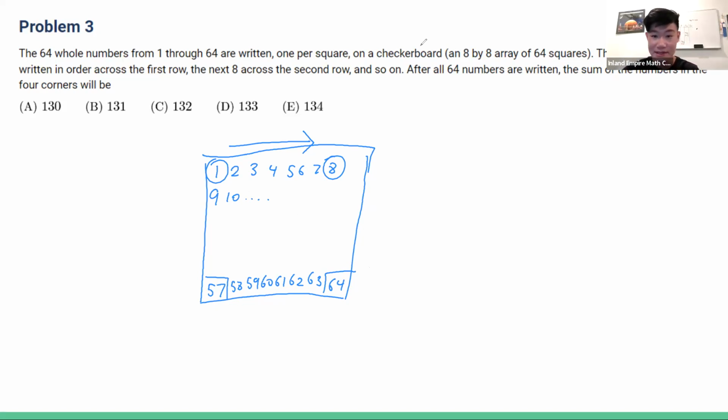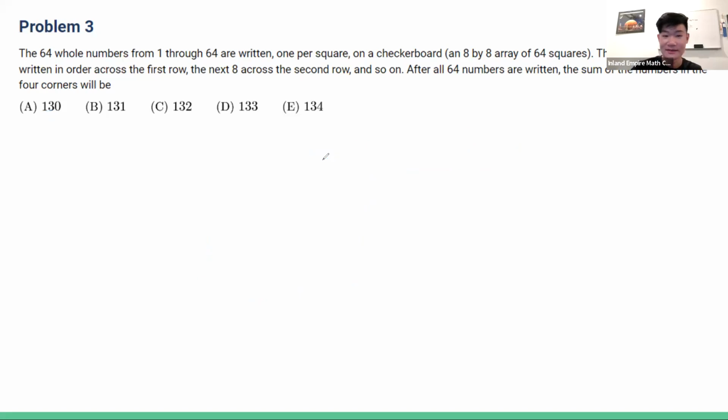So now we have the four corners. The question is asking the sum of the numbers, right? So we do 1 plus 8 plus 57 plus 64. And we would get from this 130. So the answer is A. Also, if you guys have any questions, if you disagree with my answers ever, you can just ask and I will give you guys an explanation.